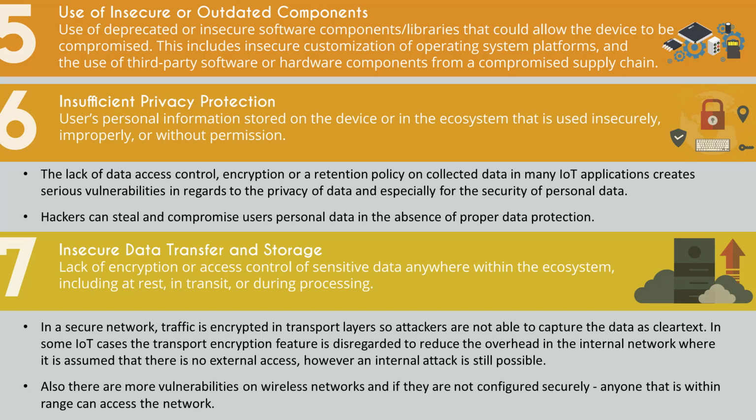The sixth vulnerability is insufficient privacy protection. Especially, IoT devices have the ability to gather a lot of personal information, especially about activities, patterns, and certain behaviors that could lead to identifying individuals.